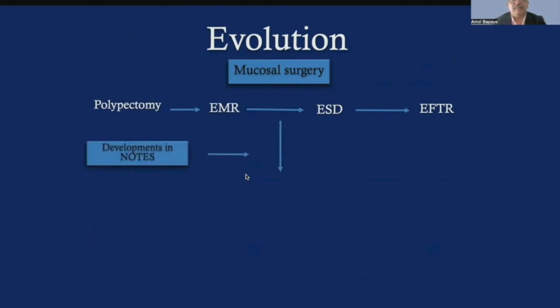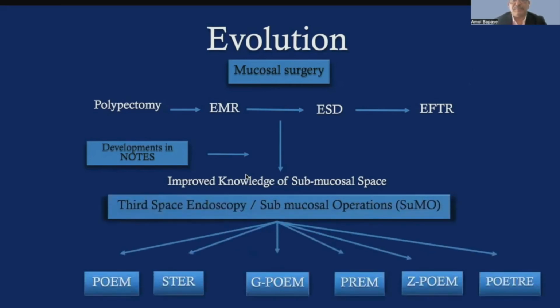And this, in combination with developments in knives, helped us to have an improved knowledge about the submucosal space. And this led to an explosion of third space endoscopic procedures, which are also called submucosal operations. The index procedure being the POEM procedure, but in the context of oncology, we need to look at ESD, full thickness resections, and STER and POEM. This is what we're going to be focusing on in this talk.